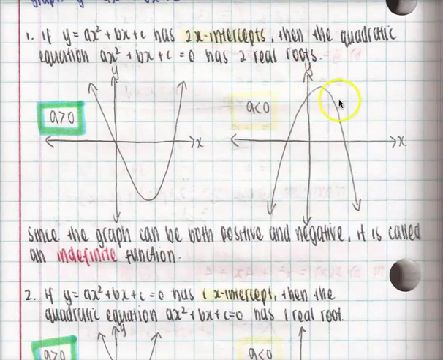So anywhere above the x-axis, all the values of y are positive, and anywhere below the x-axis, all the values of y are negative. Now, this is actually called an indefinite function because this function is sometimes positive and sometimes negative. So since the graph can be both positive and negative, what we mean is that the y values are both positive and negative. It's called an indefinite function. Now you'll remember this a bit better when I show you definite functions, okay? So this is indefinite because it's both positive and negative.